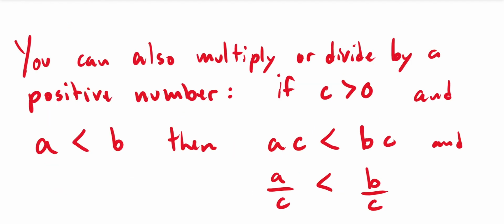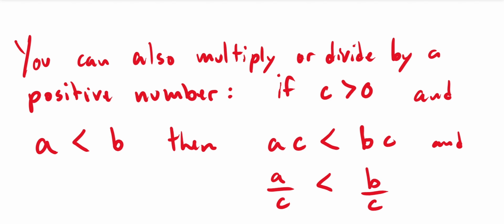Another rule that works is you can multiply or divide by a positive number. If C is greater than 0, meaning C is positive, and A is less than B, then A times C is also less than B times C. And A divided by C is also less than B divided by C.